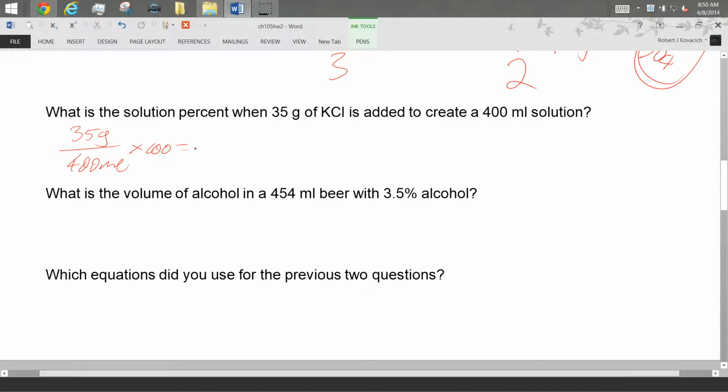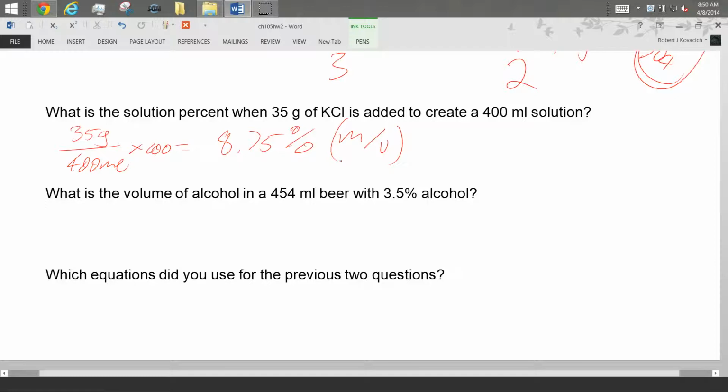And so I'm going to get 35 divided by 400 times 100. I get 8.75% mass/volume. This should be written next to the calculation, because what we did is we took a mass and divided it by a volume. And so the person might want to know if it was done mass to mass or volume to volume, or in this case, mass to volume.